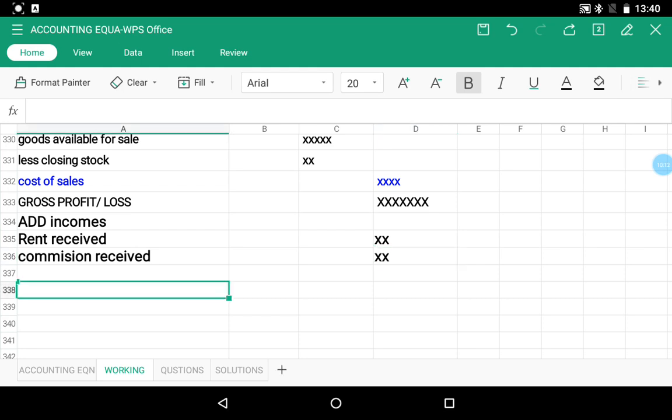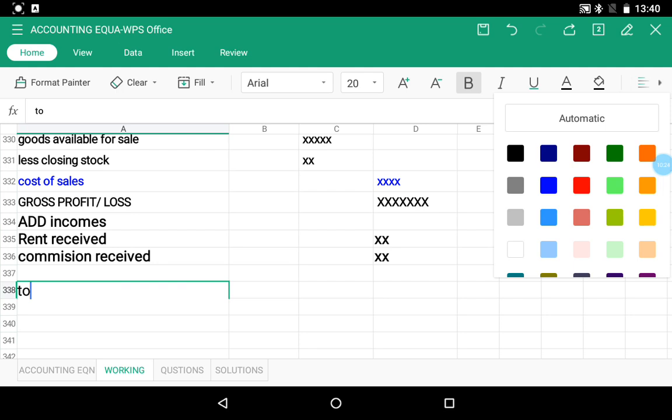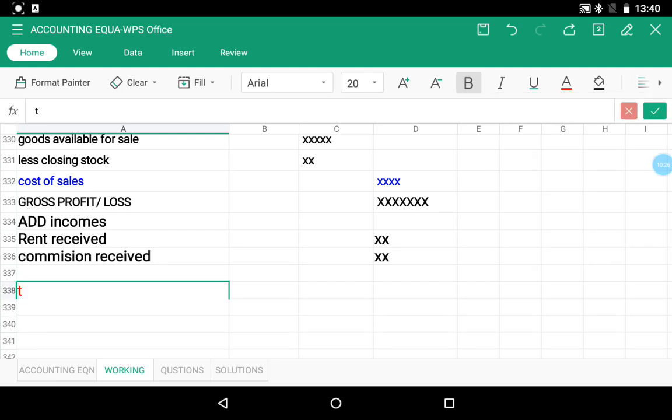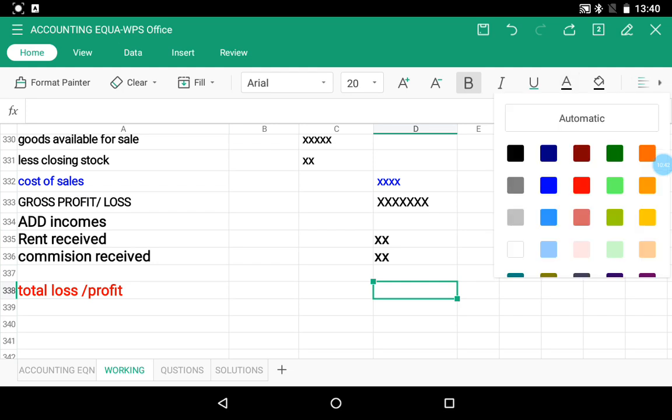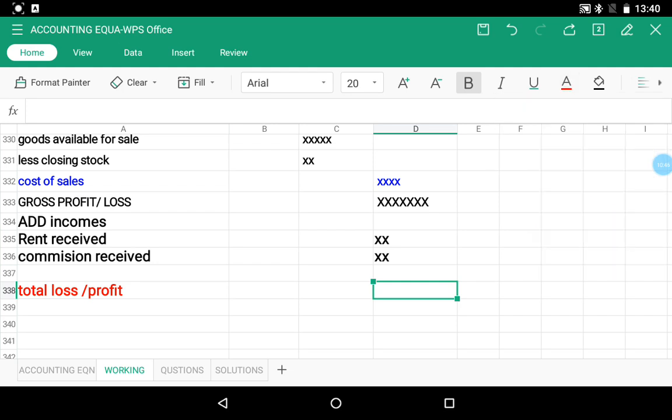You get your total profit or total loss. It depends.